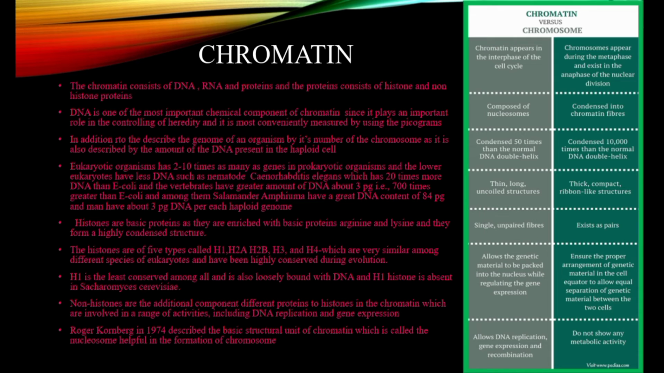As we have discussed the differences between the chromatin, the chromatid and the chromosome, here the differences of the chromatin and chromosome are present. A chromatin consists of DNA, RNA and also proteins. These proteins include histone proteins and non-histone proteins, which will be seen in the further slides.